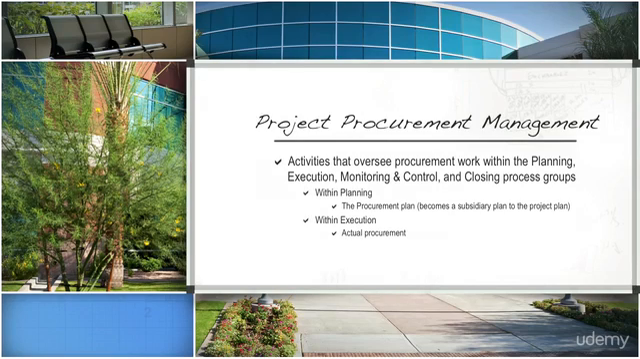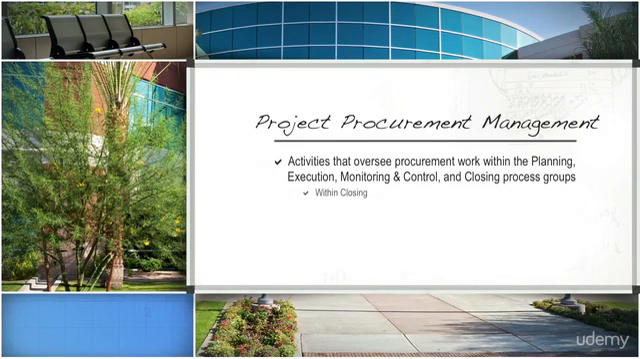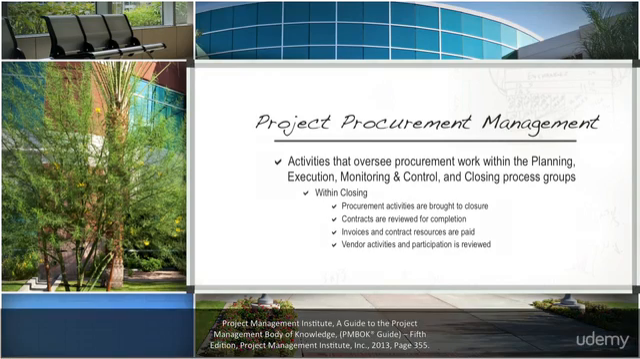Actual procurement processes take place to acquire raw materials or contract resources during the execution process group, while administering procurement processes are aligned to the monitor and control process group to ensure what is being purchased meets the specifications required of the project. Within the closing process group, all procurement activities are brought to closure. Contracts are reviewed for completion. Invoices are paid and contract resources are paid for their performance. Reviews of vendor activities and participation may also take place at this time.